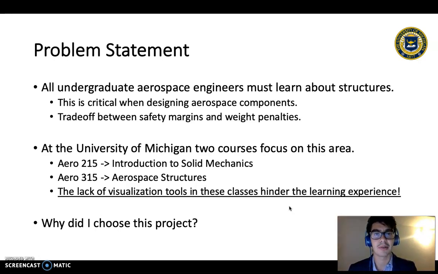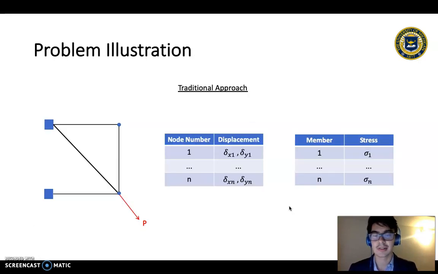So when I talk about visualization problems, what exactly do I mean by that? Let me give you a quick illustration. So consider this classic truss problem. This is a problem that is usually taught at undergraduate classes here at the university. And the way students usually go about this when solving the problem is that they're required to find the displacements at each node from 1 to n. In this case, there's only 4 because it's a simple problem, but it could be 100 nodes. It could be a much bigger truss.